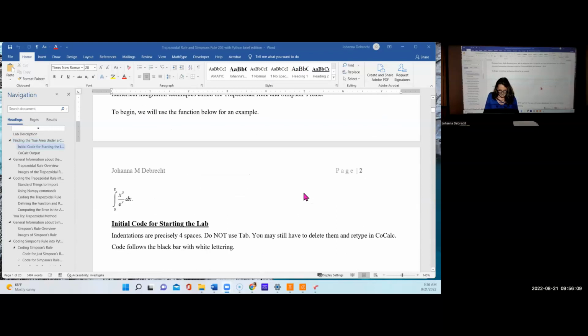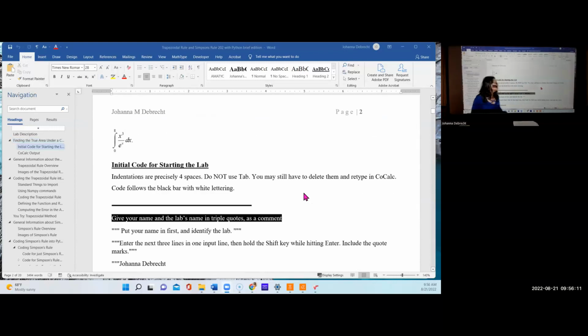So we're going to start now. We're going to use this function here, x cubed over e to the x, as our integrand, as our test function, and we're going to integrate between 0 and 8. Now we're going to do one for which we actually are able to compute the true answer, and we're going to use that in order to estimate how accurate the trapezoidal rule and Simpson's rule are. But again, the real purpose of these is to work on functions for which there's no known antiderivative.